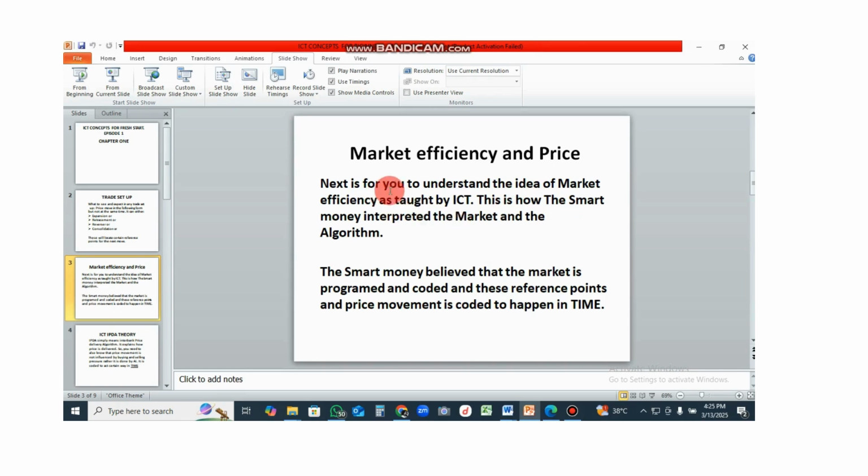Next is for you to understand the idea of market efficiency. The belief is that the market will move and must be able to be efficient in both the buying and the selling. So the smart money believe that the market is programmed and coded, and this reference point and price movement is also coded, but it happens in time. I'm going to be explaining this time in one of my videos.